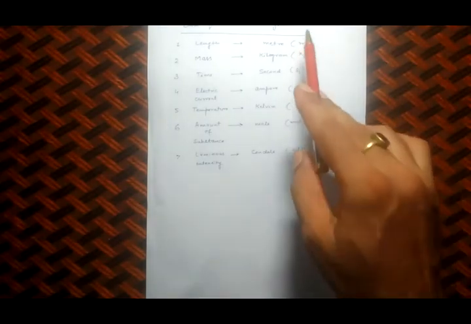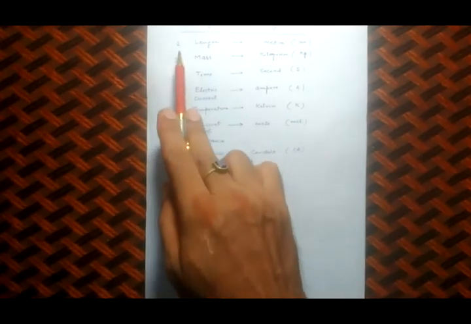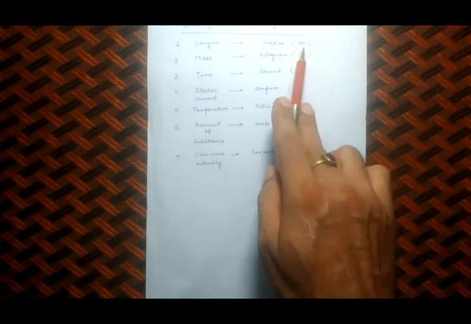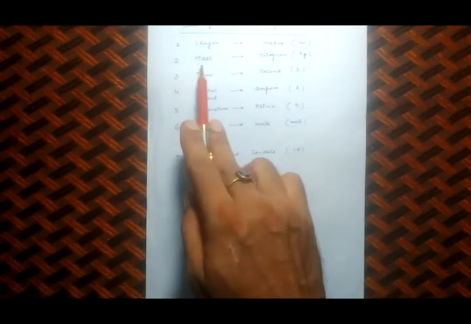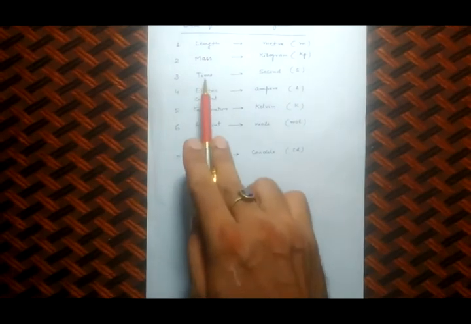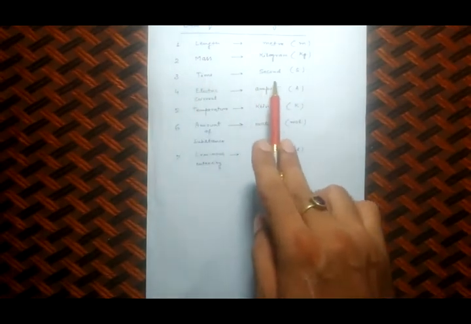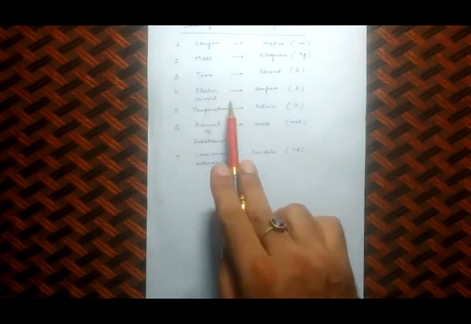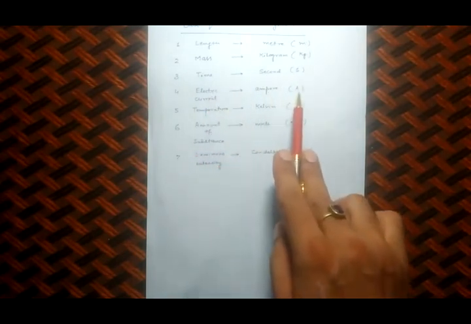Students, there are 7 base quantities in physics, their SI units and symbols. Number 1, length, SI unit meter, symbol is m. Number 2, mass, SI unit kilogram, symbol kg. Number 3, time, SI unit second, symbol s. Number 4, electric current, SI unit ampere, symbol is A.